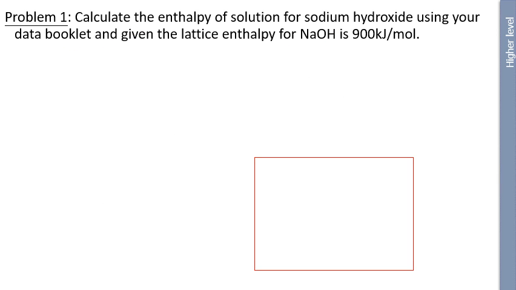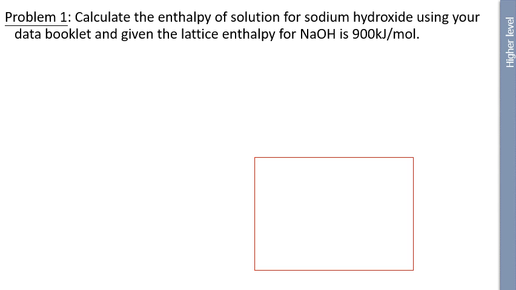Okay, so just to finish off, calculate the enthalpy of solution for sodium hydroxide using your data booklet, and given the lattice enthalpy of sodium hydroxide is 900 kilojoules per mole. So pause the video now and see if you can find the answer for yourself.